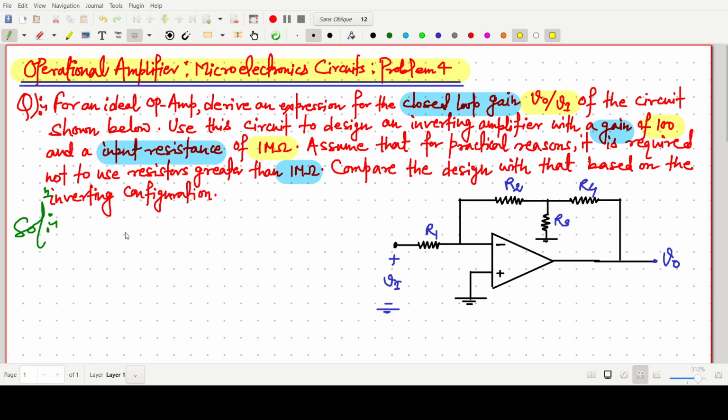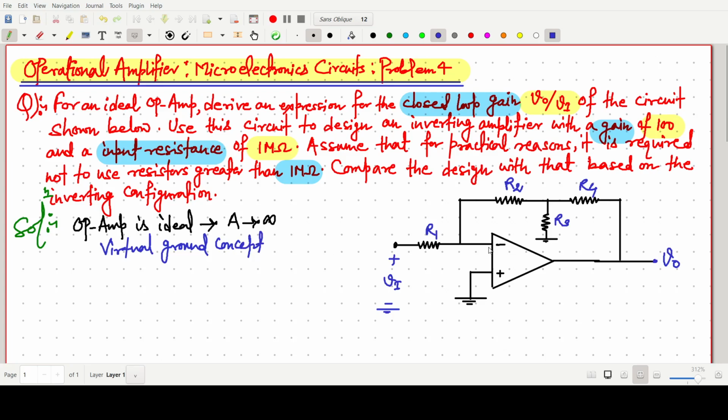The very first thing is given: the op amp is ideal in nature, so the open loop gain A should be infinity. So we have to go for the virtual ground concept and apply it.